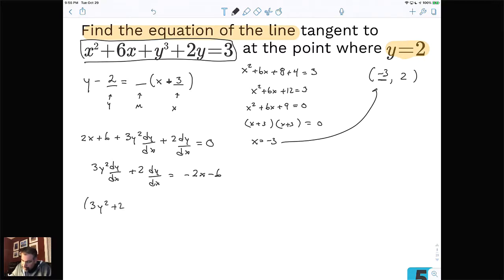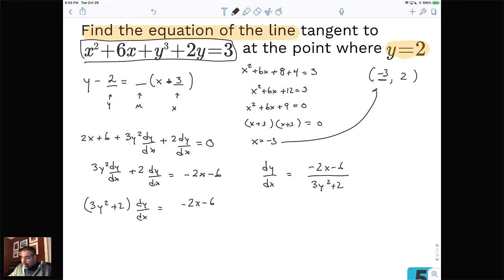So we get 3y squared plus 2 dy over dx equals negative 2x minus 6. And now we're just going to divide both sides by our 3y squared plus 2 factor, and we're going to end up with dy over dx equals negative 2x minus 6 over 3y squared plus 2. Hope that makes sense for everybody so far.